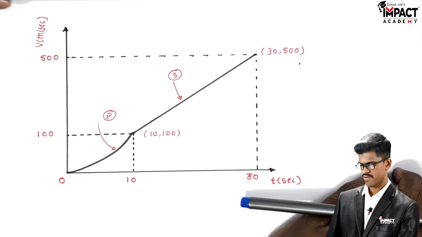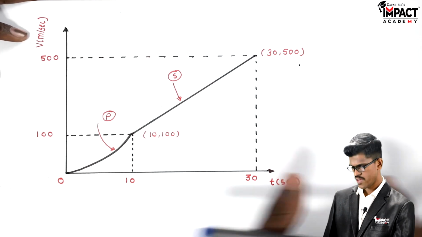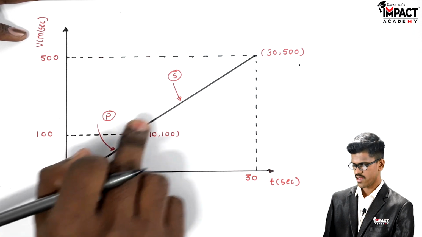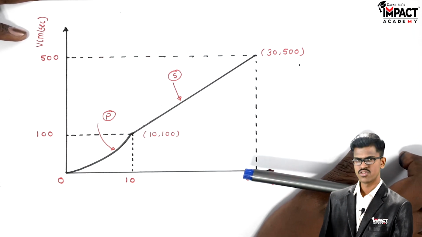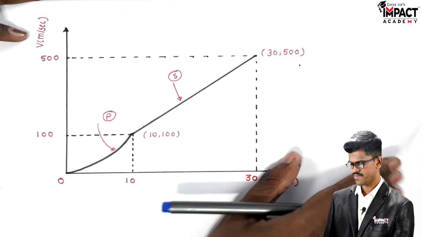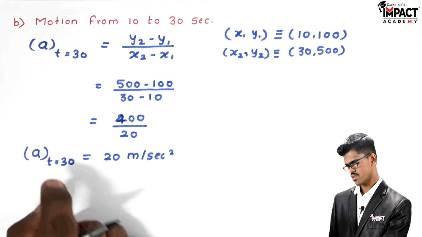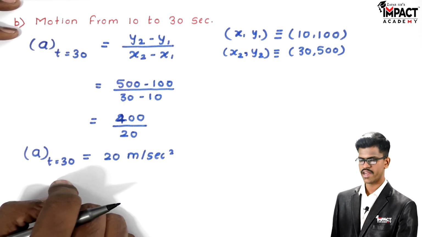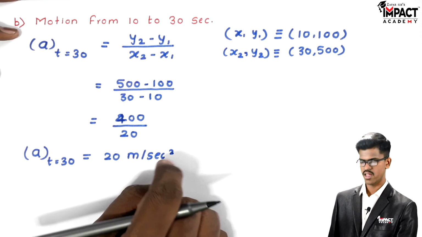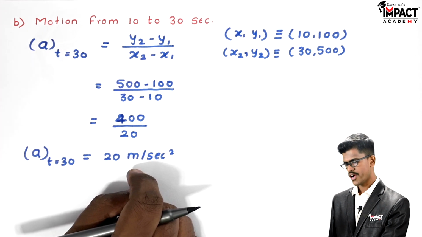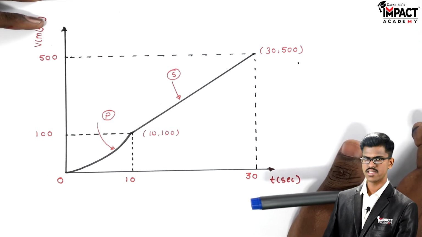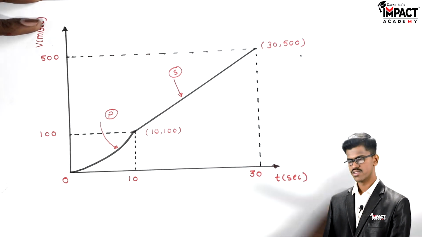So from the VT graph we can say the rate of change of velocity of the car is constant. So therefore the acceleration of this car is a constant. So at t equal to 20 seconds, the acceleration of the car is 20 meter per second square. Then at any point on this curve, the acceleration of the car is the same, that is 20 meter per second square.